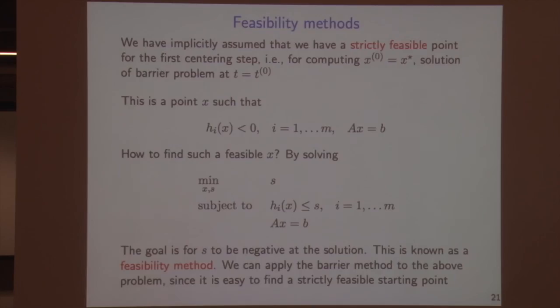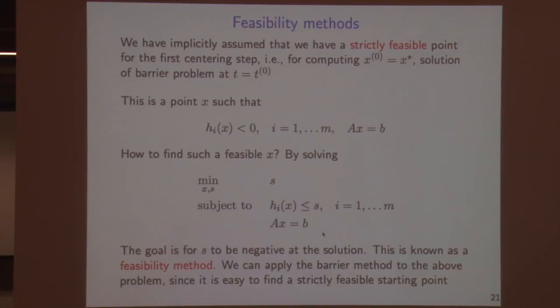How do we do that? Well, we can actually use an interior point method to solve another problem. So it's really not much different than what we've been talking about already. We want to find a point x for which these constraints are met strictly and the equality constraint is met. We're going to minimize over all points x and s the value of s, subject to h_i of x less than or equal to s and Ax equal to b. You can think about s as the maximum violation of feasibility. If we can solve this problem and at the solution s is negative, we've done great because everything is strictly feasible. If s is positive at the solution, then that's not good.